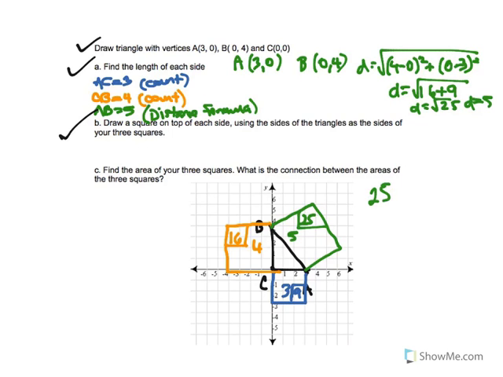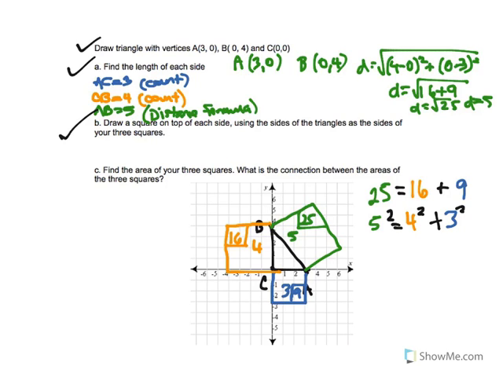Well, 25 equals 16 plus 9. So if we further broke this down, 5 squared equals 4 squared plus 3 squared.